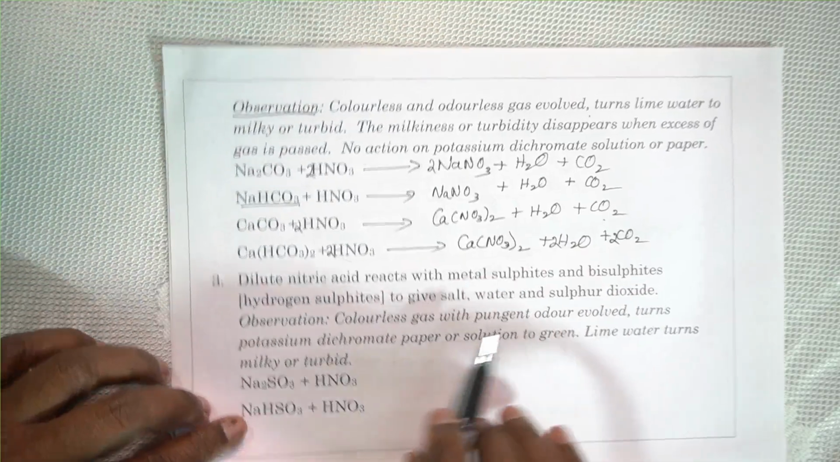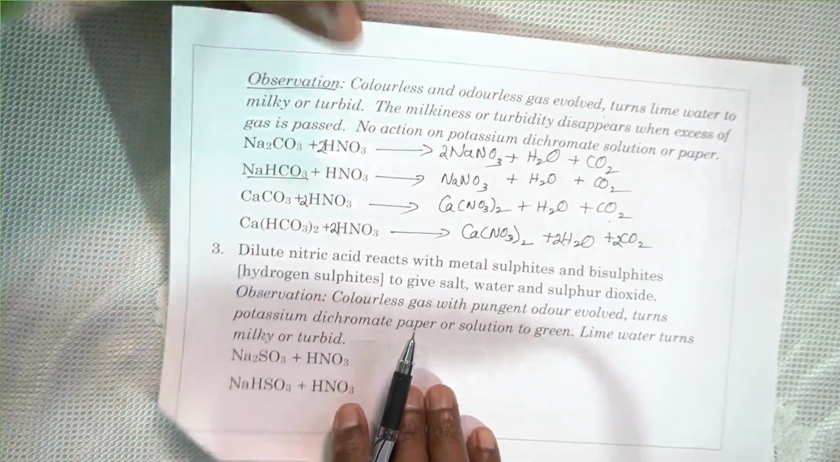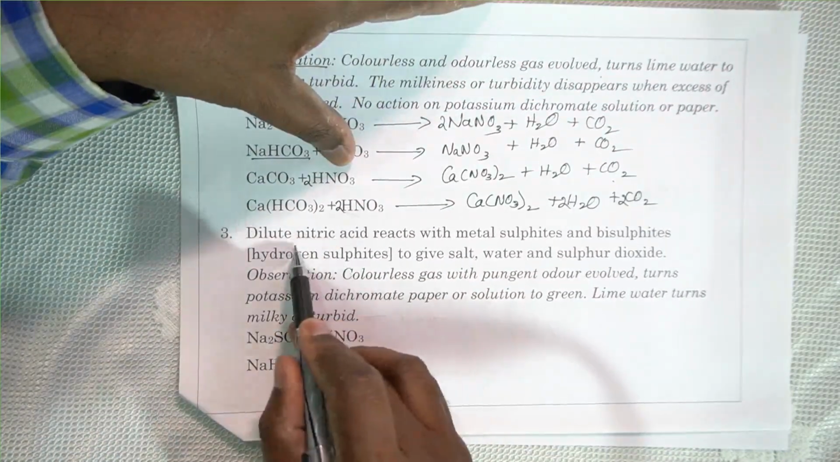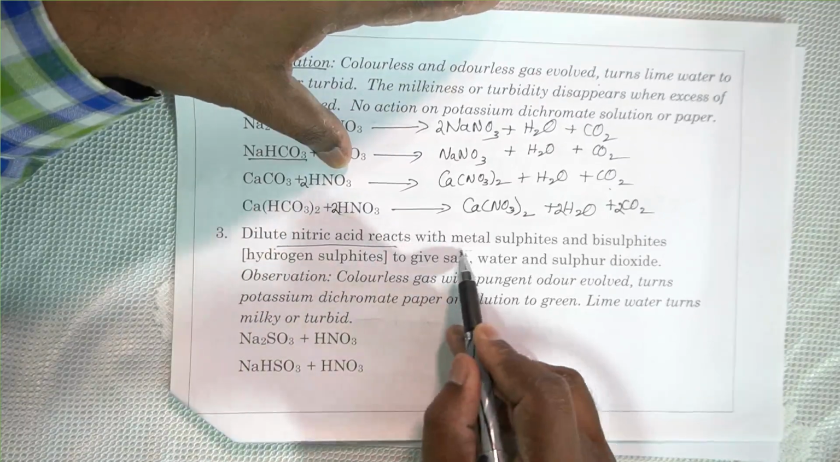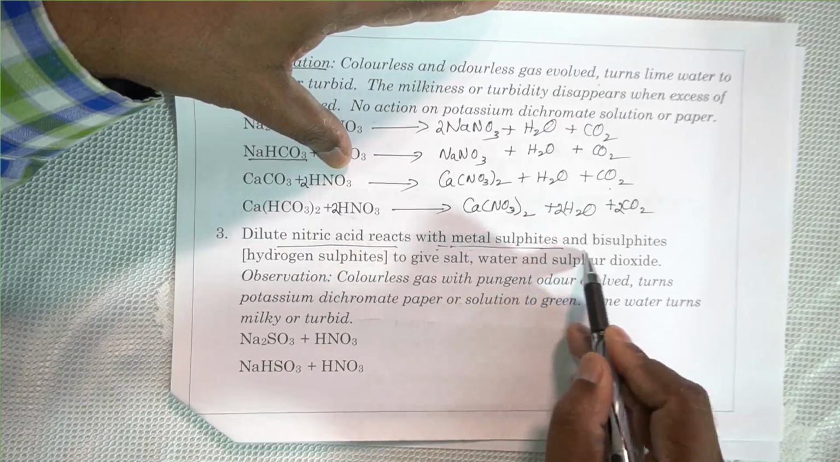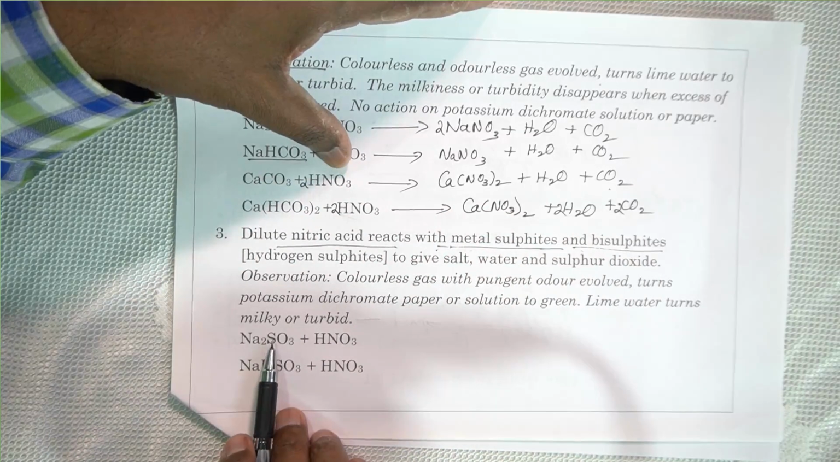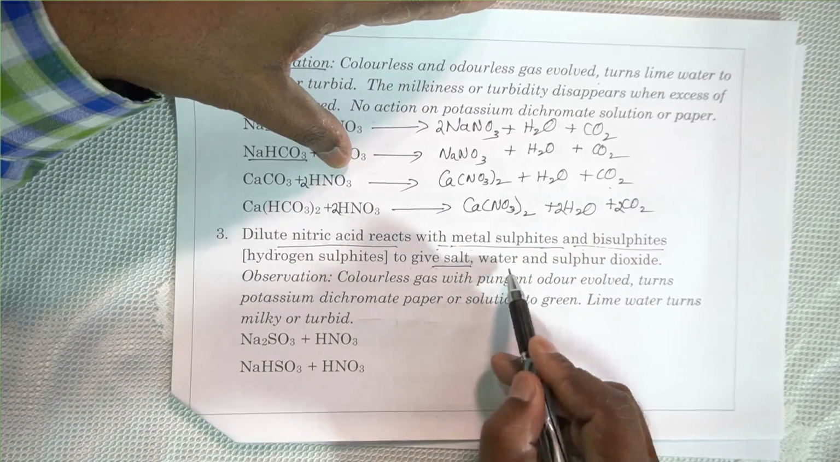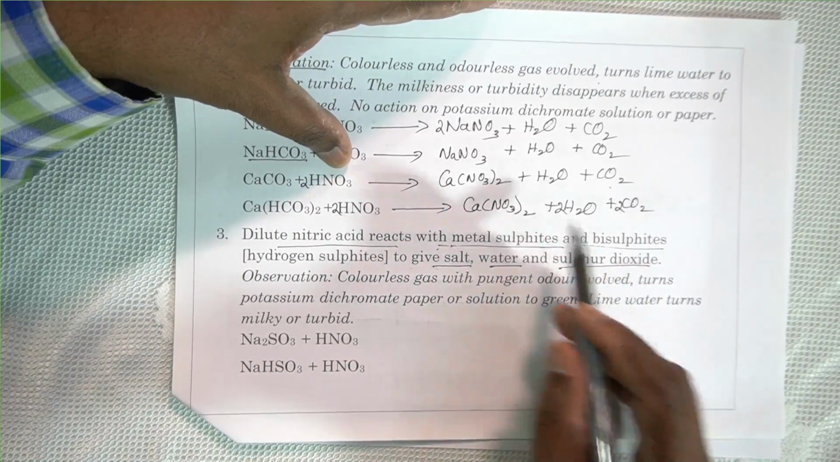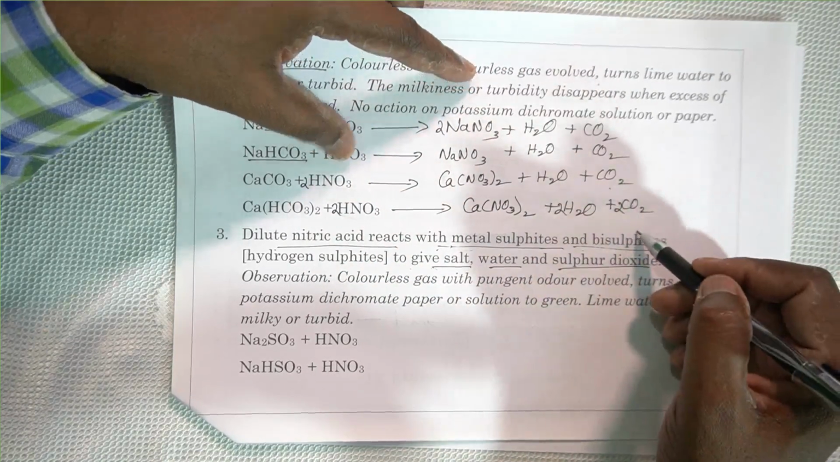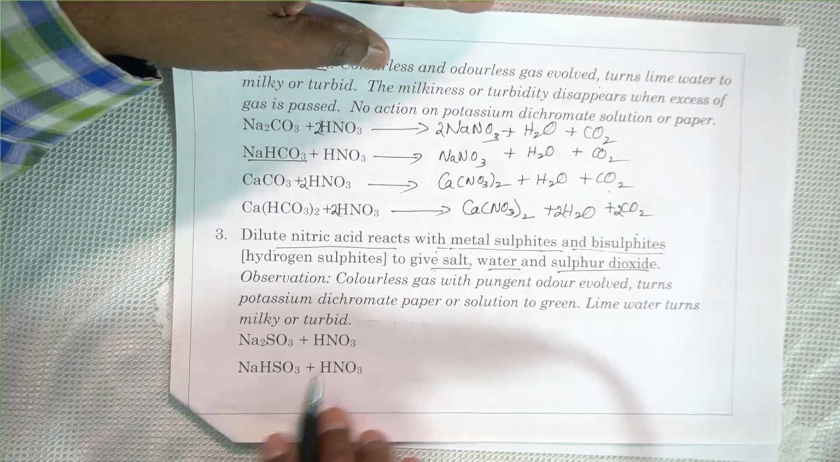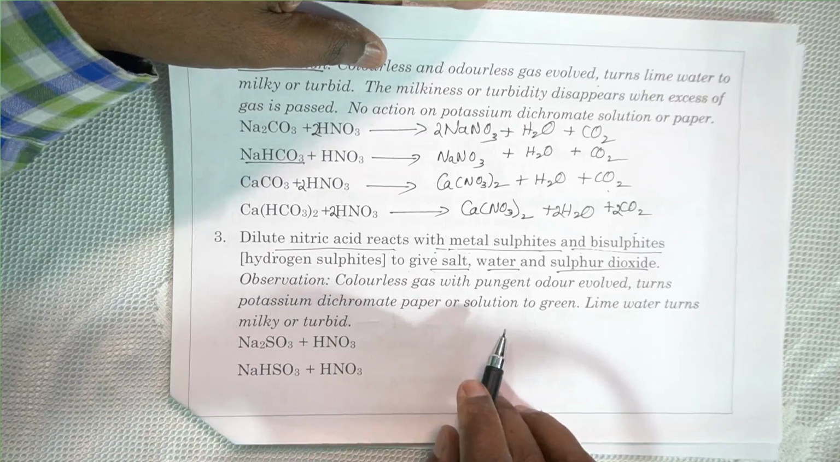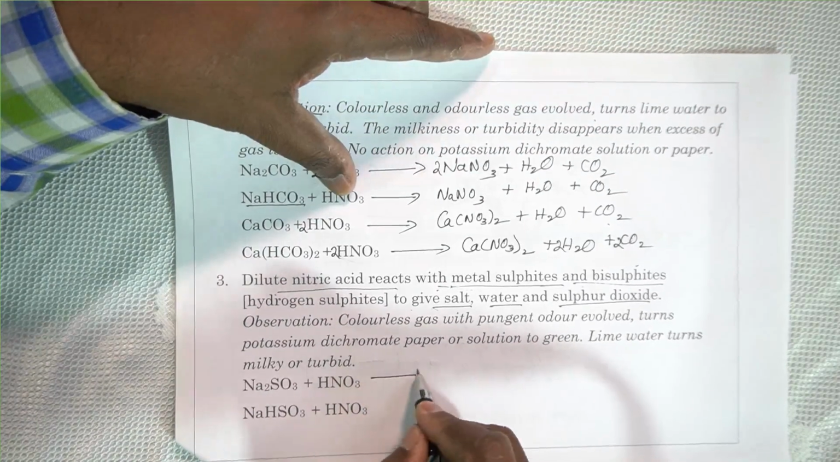Okay, right. The next reaction is dilute nitric acid reacting with metal sulfites and bisulfites. It will produce salt, water and sulfur dioxide. Similar to this reaction, here it is carbon dioxide, but here it will be sulfur dioxide. That is the only change here. So let's write the reaction.